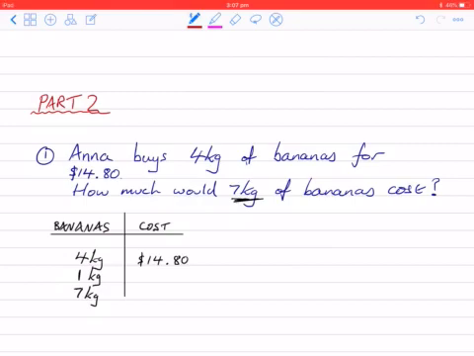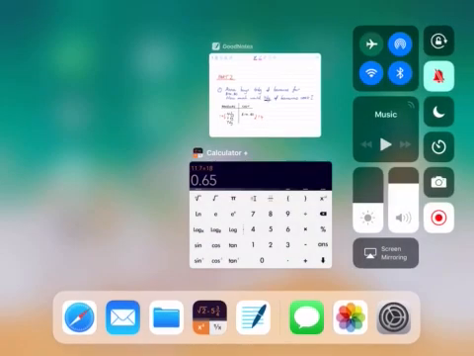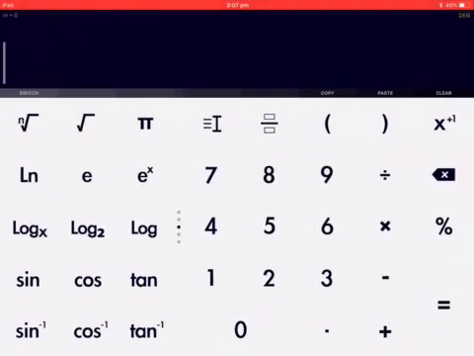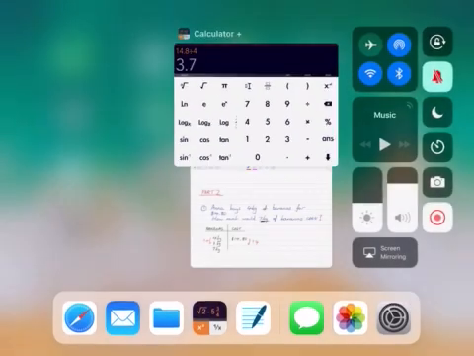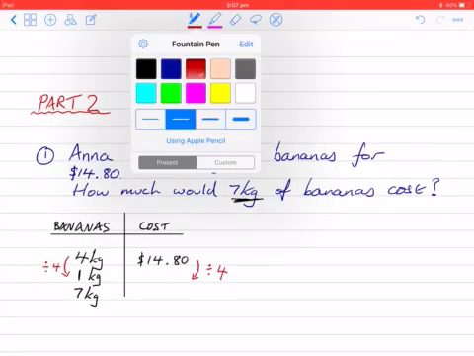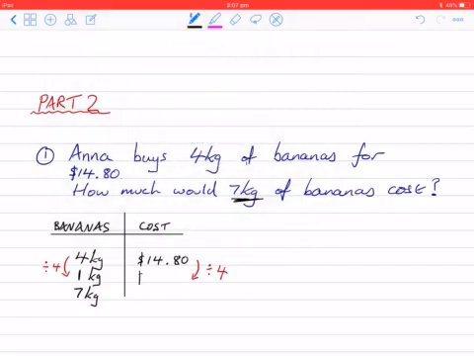So on the left hand side here, what did we do? We divided by 4. That's how we turn 4 into 1. So I'm going to do the same on this side. I'm going to divide this by 4. So I'll go to my calculator. $14.80 divide by 4. Okay, $3.70. So 1 kilogram is $3.70.